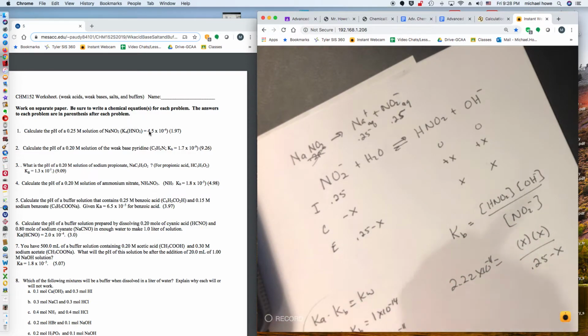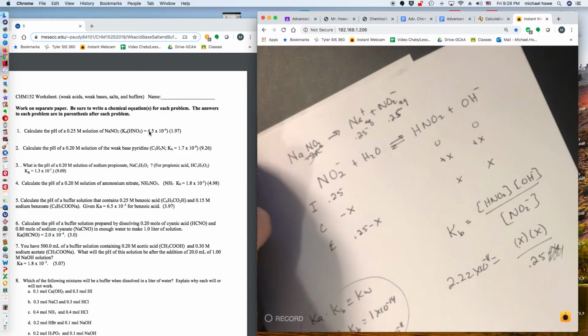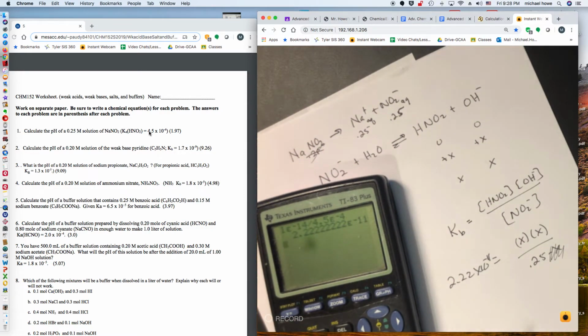So we used this Ka times Kb equation to find out what Kb was, and you plug it in over here. Now remember we said we could ignore the minus x. That makes the problem simpler because it lets you ignore the quadratic. So we take our 2.22 times 10 to the negative 11th, multiply by 0.25, and then take the square root of that, so to the 0.5 power, and we get 2.36 times 10 to the negative 6. So x equals 2.36 times 10 to the negative 6th.